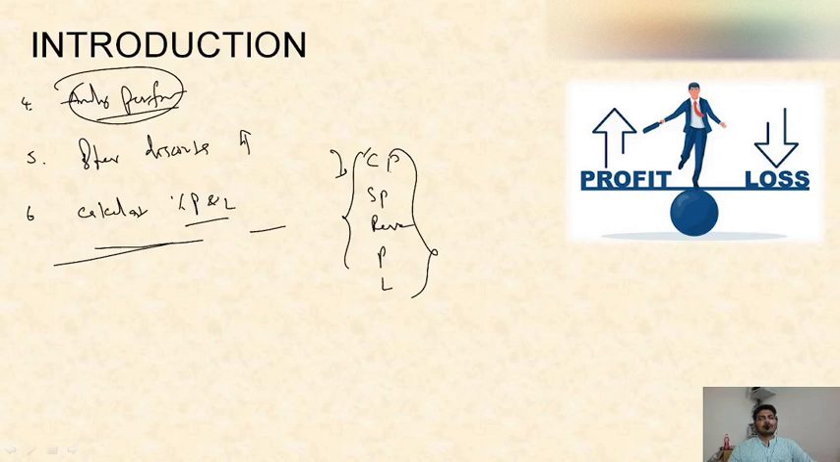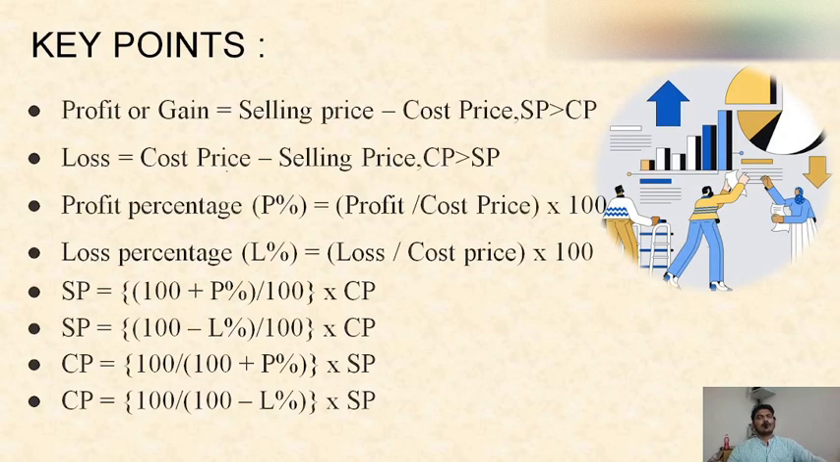Now let us see some more details regarding this. If we get a profit, how do we get it? If you subtract the cost price from the selling price, you definitely get the profit. If you are getting a profit, it means the selling price must be greater than the cost price of an item.